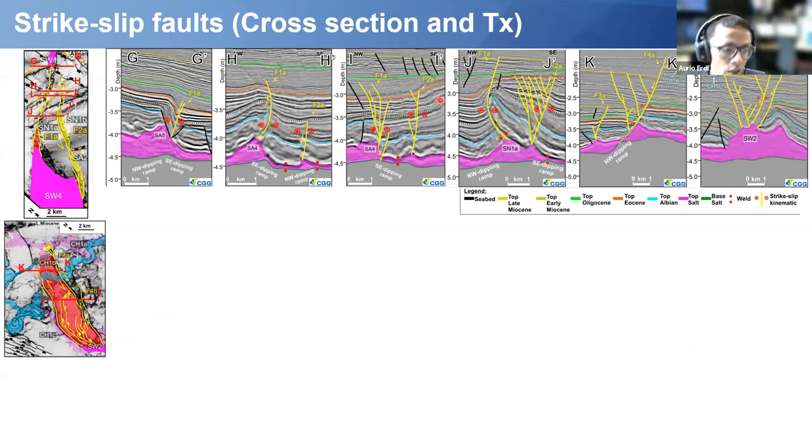In several cross-sections, we can see their geometry and vertical throw. They are characterized by normal and reverse throw. The cross-section also shows that the faults decrease in height upward into progressively older stratigraphy. For example, F1 in the southwest dies out in the early Miocene, like this. In the northeast, it dies out into the intra-Oligocene.